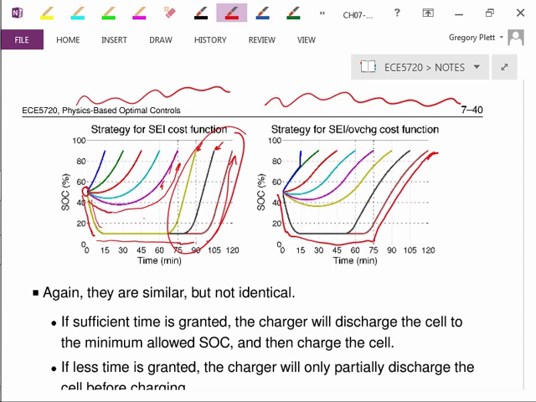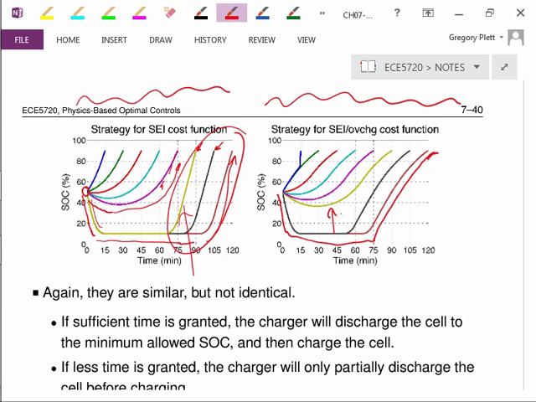If we include lithium plating, qualitatively similar things happen, but quantitatively different. Notice that here the 90-minute plot went all the way down to the bottom and then all the way up to the top, but here, because we charge more slowly when lithium plating is considered, I don't have time to get all the way down to the bottom and the top and do that optimally. And so the crossover is at a different point.